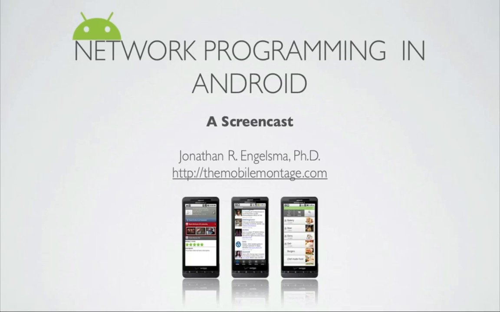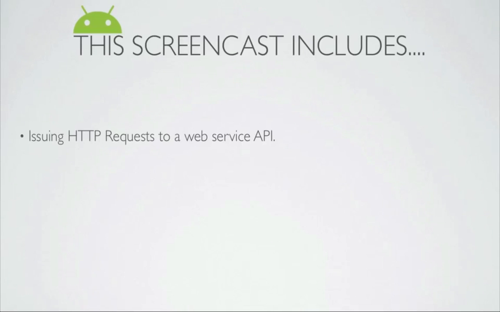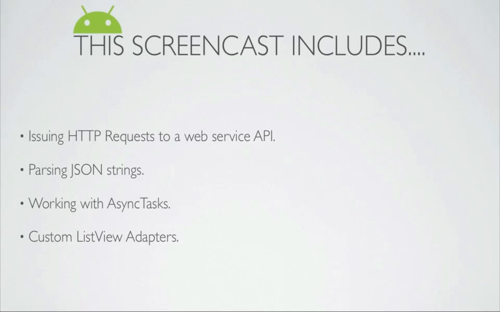In this screencast, we're going to take a look at network programming in Android, and we're going to look at how to issue HTTP requests to a web service API in the network. We're going to look at how to parse the JSON string that we're going to get in response, and then we're going to look at how to properly put that network access into an async task. And then finally, we're going to look at how to create custom list view adapters.